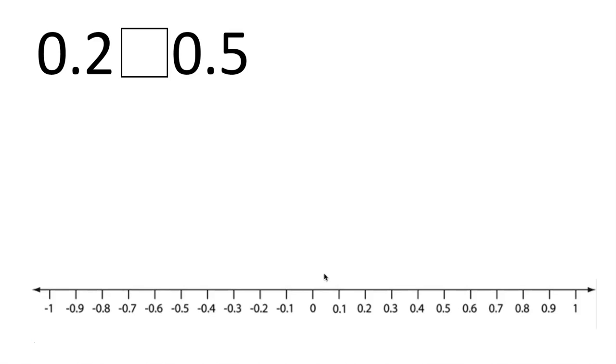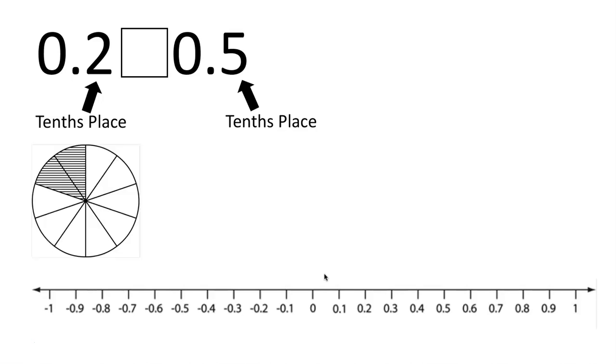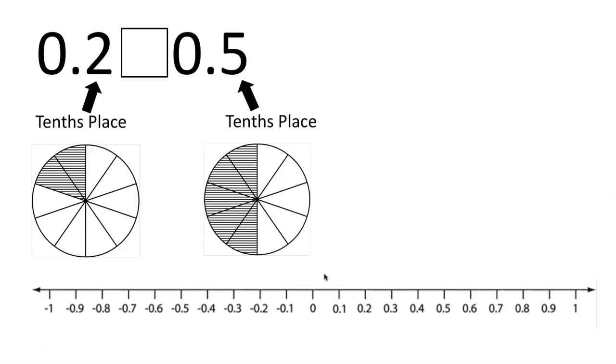Now, after studying the chart, I hope you know that in 0.2, the 2 is in the tenths place, and the 5 is also in the tenths place. So now I want you to picture my brother and I ordering pizza. I choose to order a cheese pizza, my brother chooses to order a pepperoni pizza, and I am able to eat 2 slices out of the 10 pieces. And Josh's pizza is also divided into 10 slices, and he is able to eat 5 pieces out of those 10 slices.